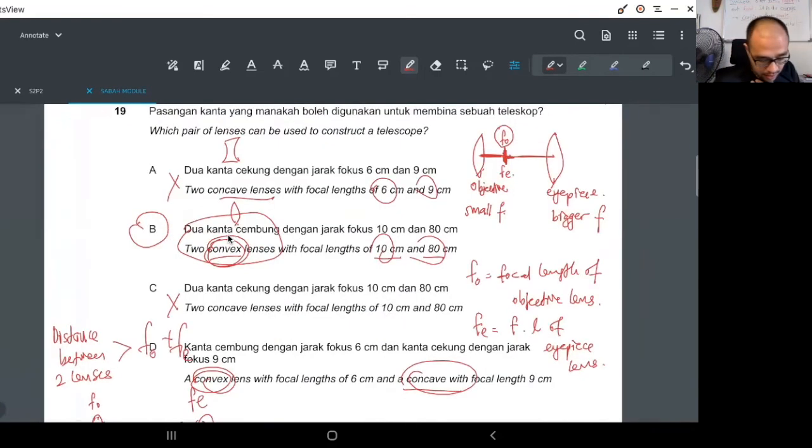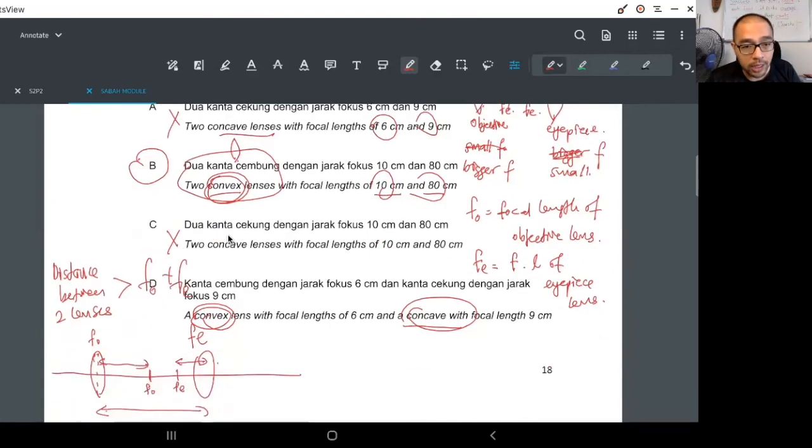Let me just check something now. Hold on. Yeah, that's what I thought. Okay, sorry, my mistake. For the telescope, it's terbalik. The objective is big, and then the eyepiece is small. Sorry, the objective must be the big one. The objective lens for the telescope has to be bigger than the eyepiece lens.